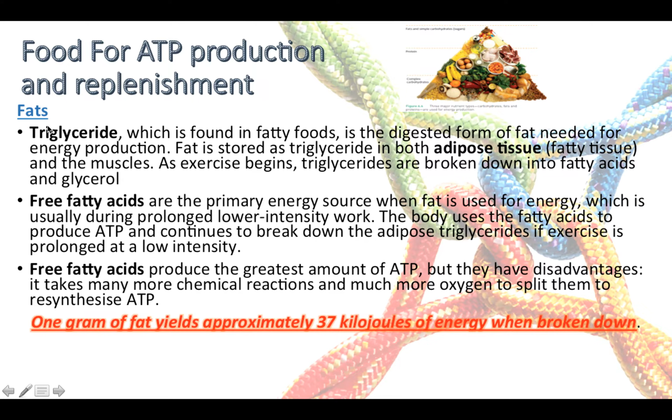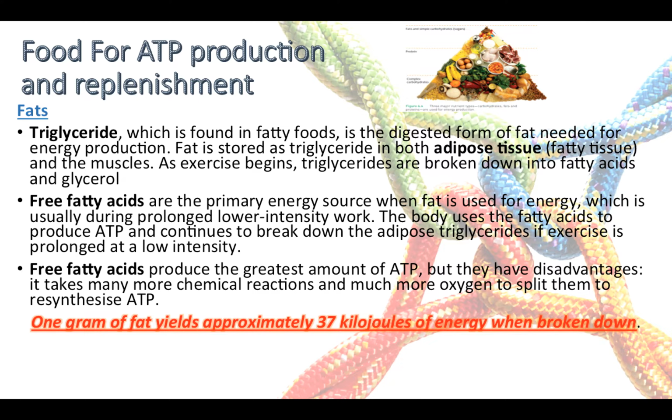Food for the replenishment of ATP in terms of fats. We have 3 different types of fats within our body. We have triglycerides, we have free fatty acids, and we have other sorts of fats that are stored within the body. These are all stored in our fatty tissue or our adipose tissue, and we can use them, and our body does burn them, but generally only when we're using that aerobic system, so at that prolonged lower intensity work. The body uses that to produce the ATP and continues to break down the adipose triglycerides.